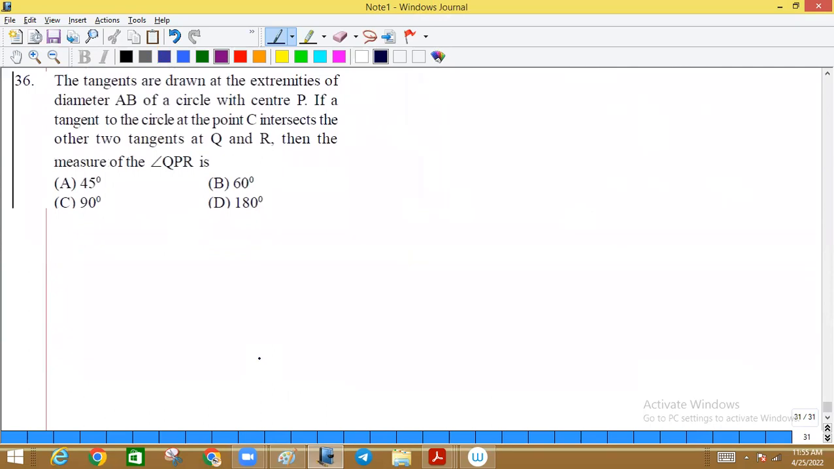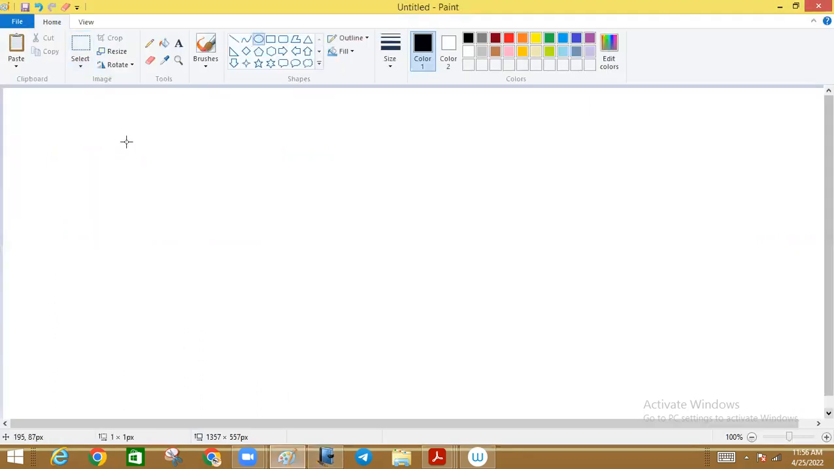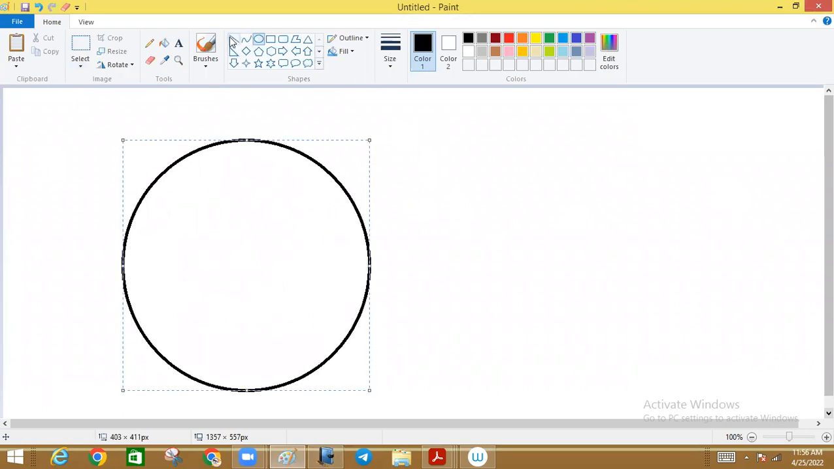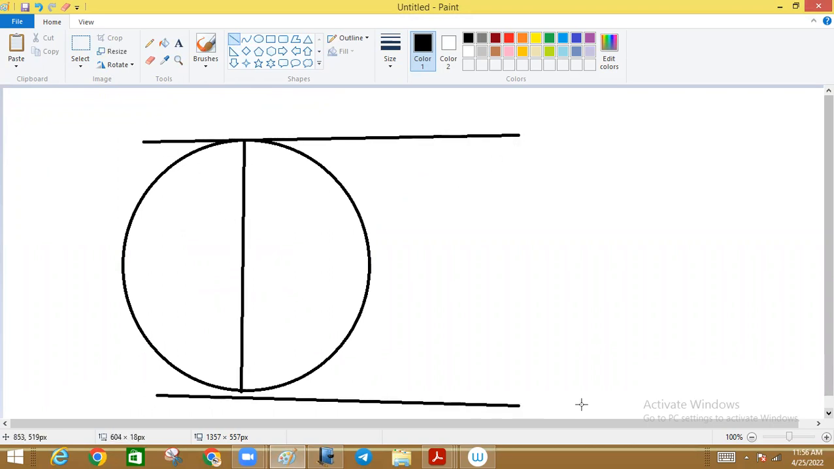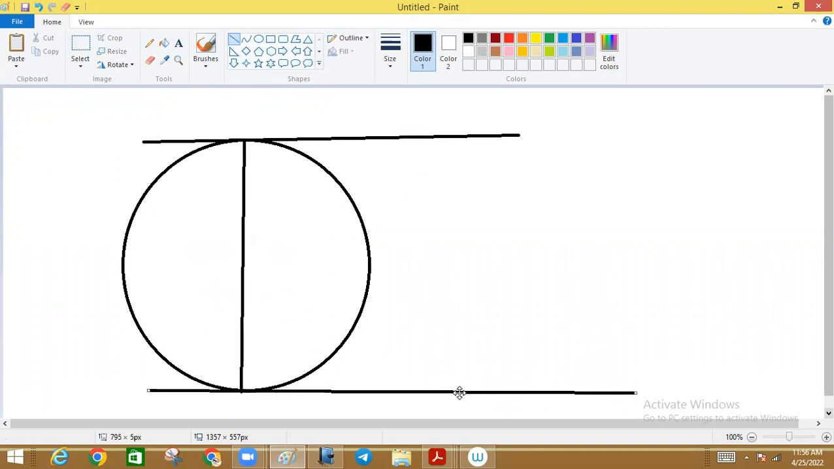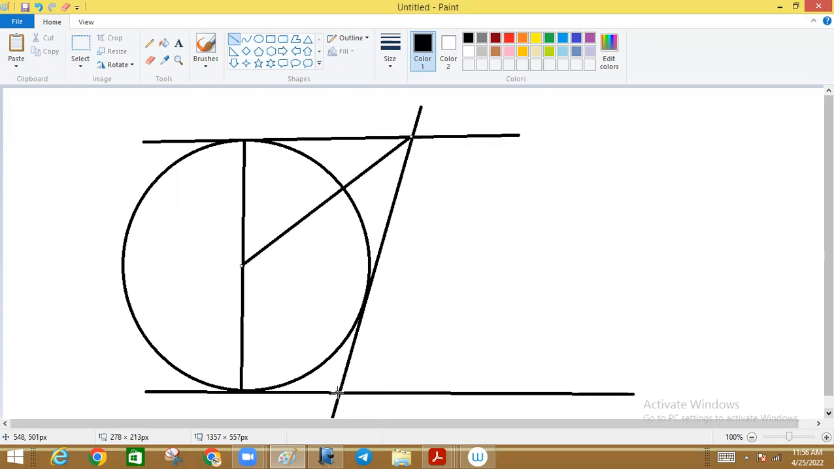The tangents are drawn at the extremities of the diameter AB of the circle with the center P. If the tangent to the circle at the point C intersects the other two tangents at Q and R, then the measure of QPR. So the tangents are drawn at the extremities of the diameter AB. If this is diameter AB, there are two tangents drawn, and those look like this. These are the two tangents drawn. From another point on the circle, another tangent is drawn which intersects the other tangents like this. So he's asking you what is that angle.